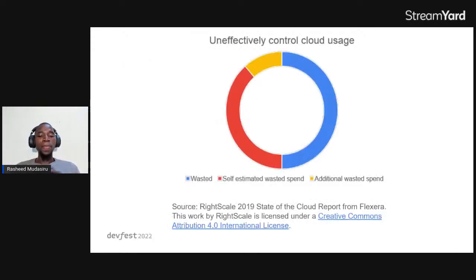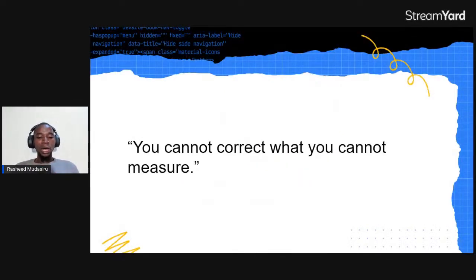According to a RightScale survey, they carried out research and found that if an organization fails to set up the right observability and monitoring tools, they incur extra costs along the way while using cloud services for their software. If you have not been listening up to this moment, it is very key.